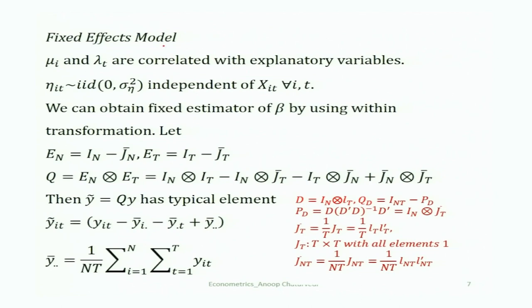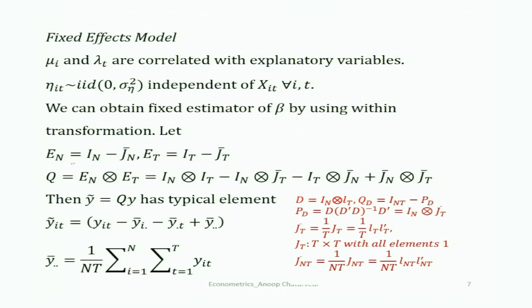Now, first we consider the fixed effects model. So, suppose mu_i and lambda_t are correlated with the explanatory variables, and then eta_it's are IID random variables having mean 0 and variance sigma square eta, and these are independent of x_it's for all i and t. Then, just like the one way error component model, we can obtain the fixed effects estimator of beta by using within transformation. But now you have to take care of both mu_i's and lambda_t's. So, accordingly you have to define the transformation.